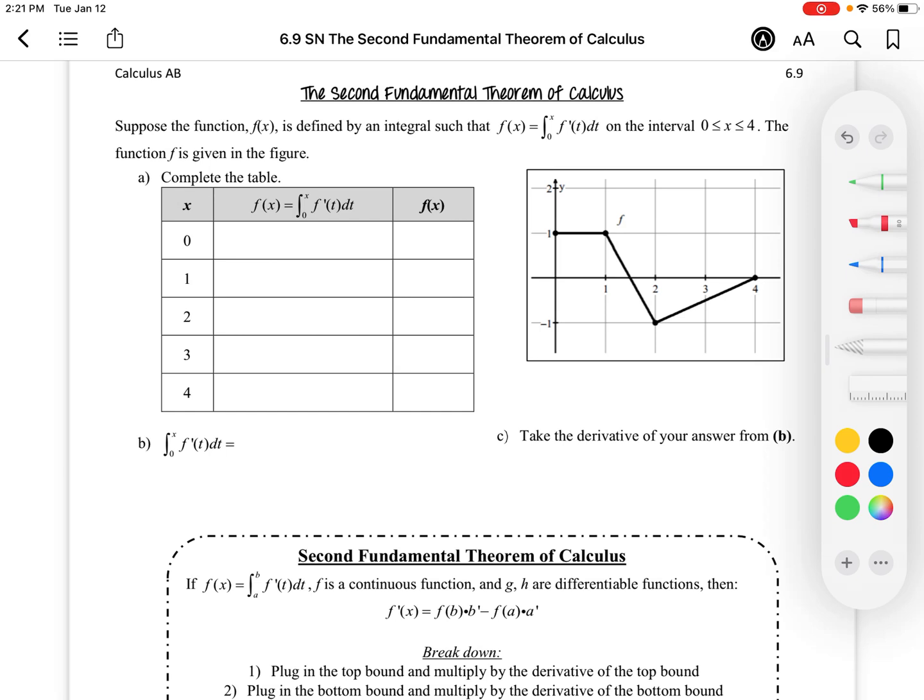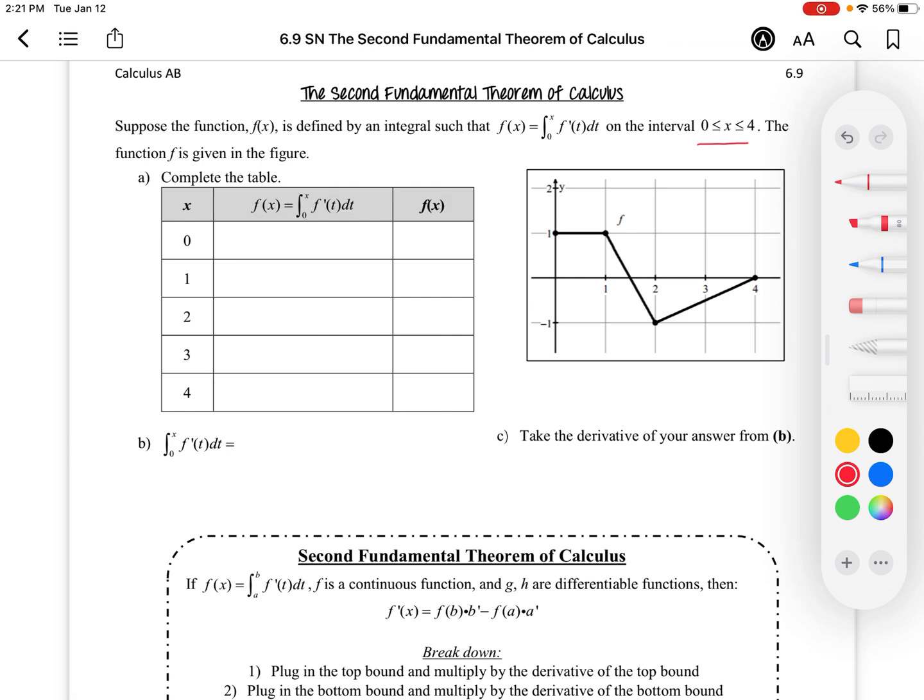So we are looking at 6.9 today, and 6.9 deals with the second fundamental theorem of calculus. So it says, suppose the function F of x is defined by an integral such that F of x is equal to the integral from 0 to x of f prime of t dt on the interval from 0 to 4, and the function f prime is given in the figure right there.